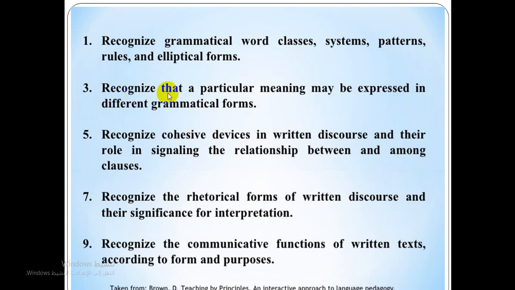They should recognize that a particular meaning may be expressed in different grammatical forms. Moreover, English students should recognize cohesive devices in written discourse and their role in signaling the relationship between and among clauses. English students should recognize the rhetorical forms of written discourse and their significance for interpretation. They should recognize the communicative functions of written text according to form and purposes.